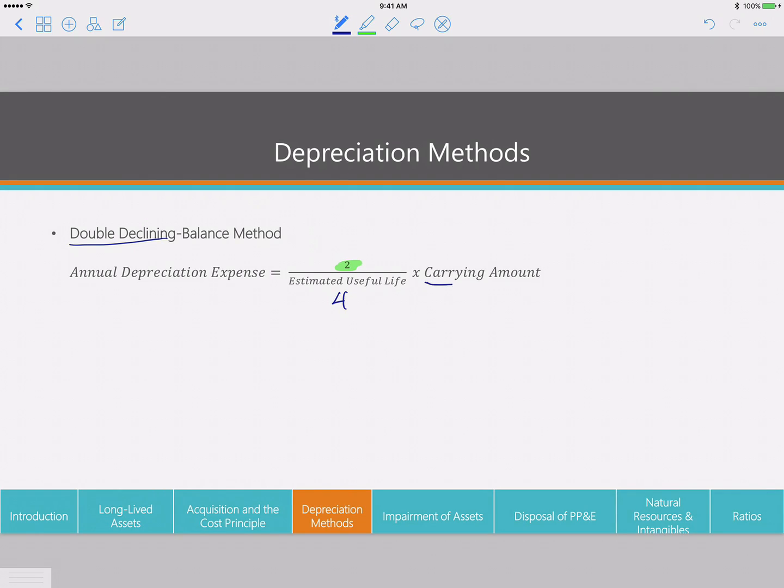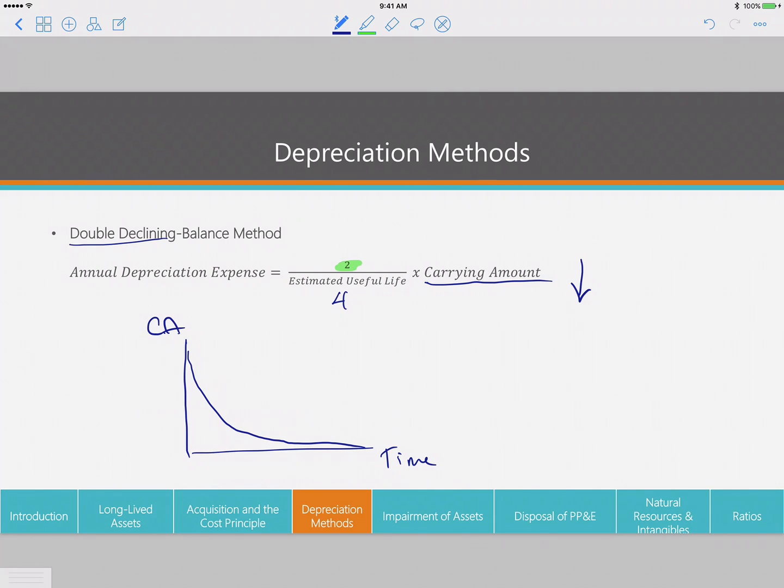And you multiply this by the current carrying amount of the asset. So on day 1 of the asset, the carrying amount will be equal to the cost. And over the life of the asset, this carrying amount will decrease as you depreciate it further. So what this method does is it depreciates the asset a lot in the earlier years of use. So it would go down a lot, and then year by year, it's depreciating less and less as the carrying amount that it's being depreciated through is decreasing.